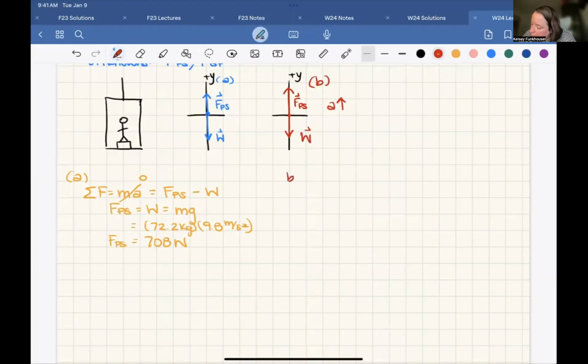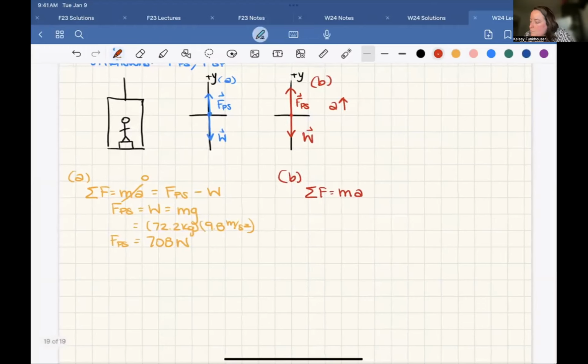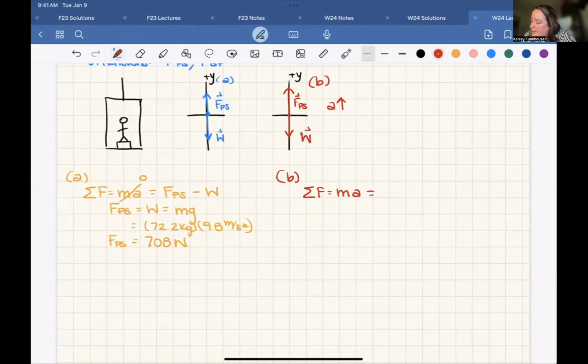And then in B, the sum of forces is mass times acceleration. There's acceleration this time. But then the rest of the equation is the same as part A, where it's the force on the passenger from the scale minus the weight of the passenger. And we are solving for this value, so we'll just add the weight to both sides. So mass times acceleration plus the weight is equal to the force on the passenger from the scale.